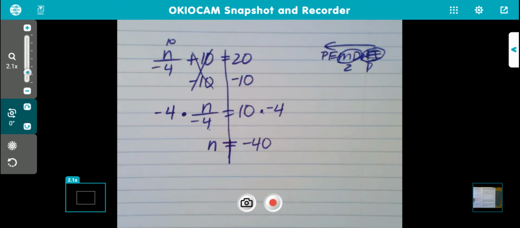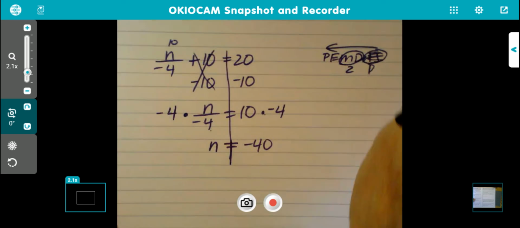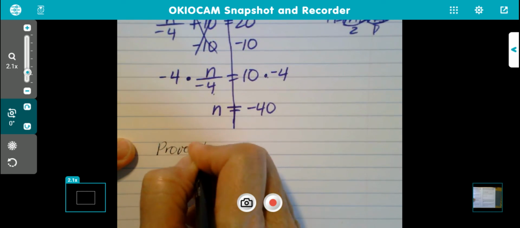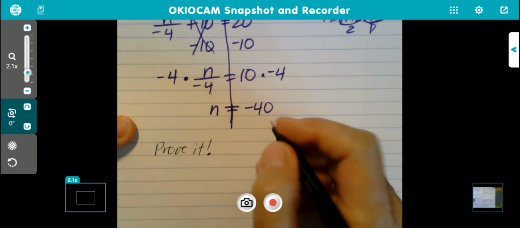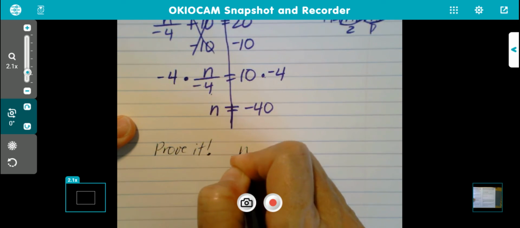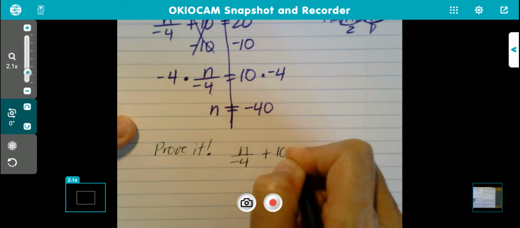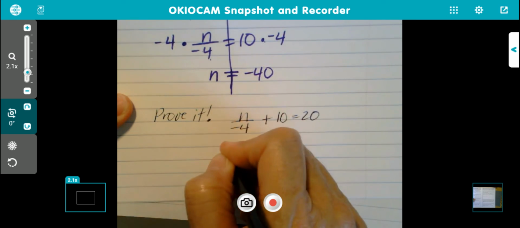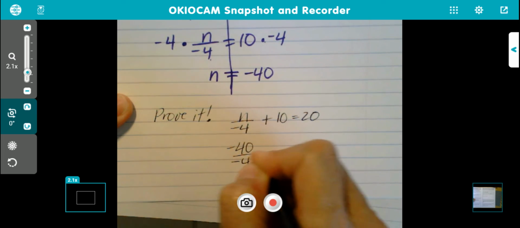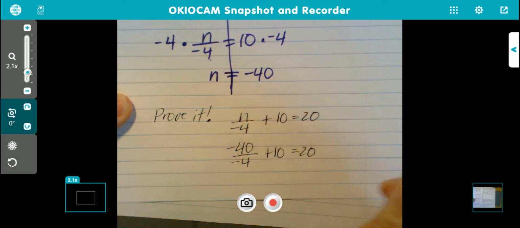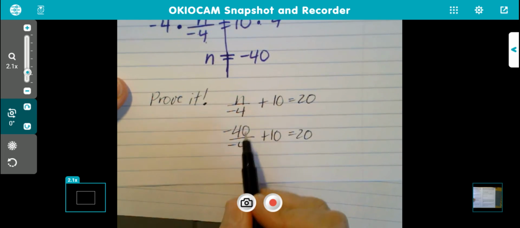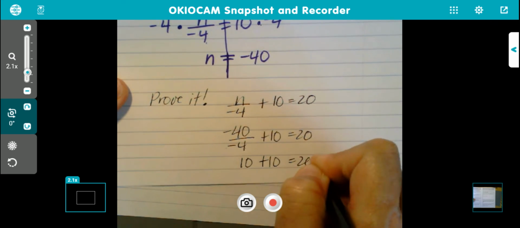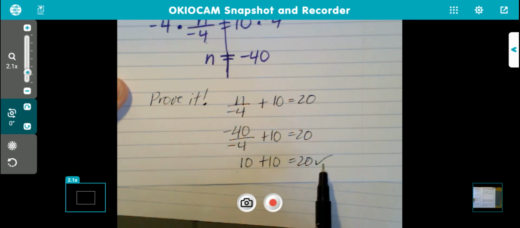Okay, let's check and see if our answer was correct. Let's prove it. I'm going to put my original equation. I'm going to take out the n, and put in the negative 40. Negative 40 divided by negative 4 is 10. Hey, look at this, people. It's going to work. And 10 plus 10 does equal 20.